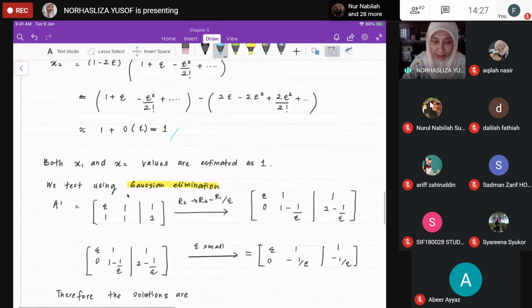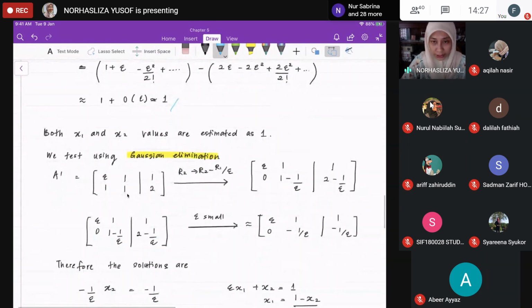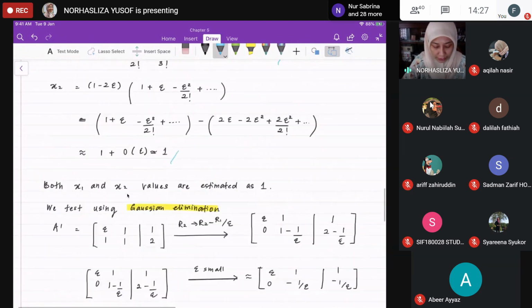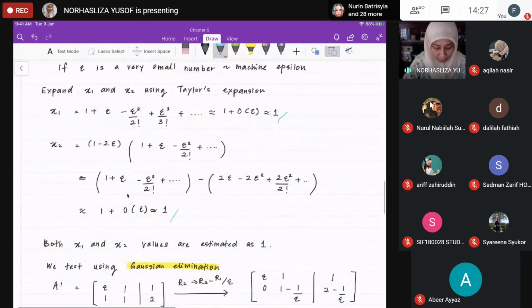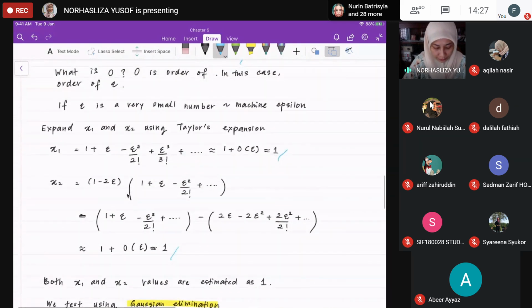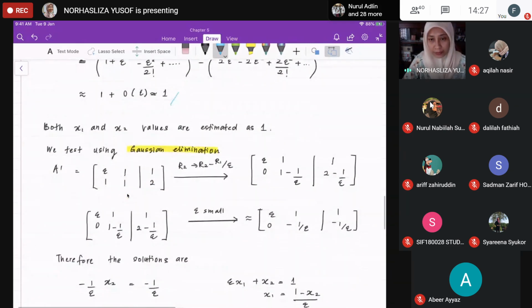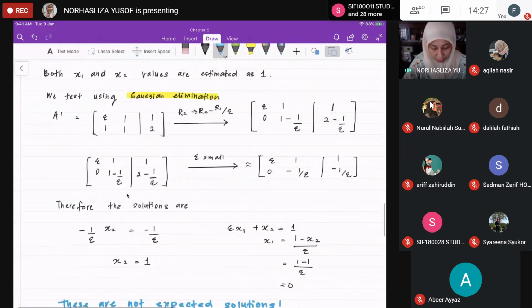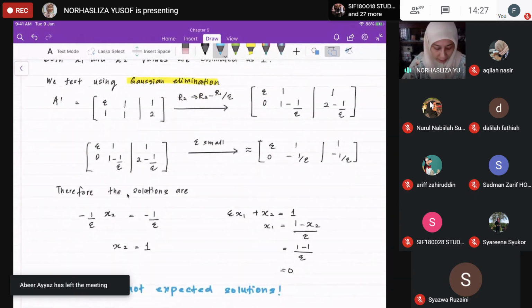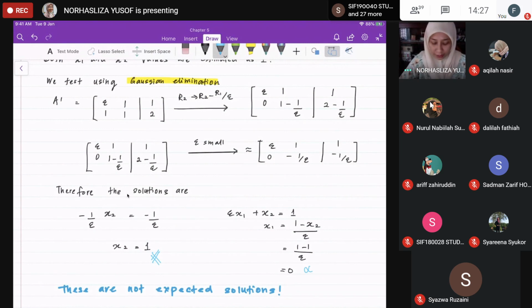This is our first test. The second test is we use Gaussian elimination. We transform our equation here into matrices. You can see that it's a linear equation. We transform the values into an augmented matrix. And then we can perform some Gaussian elimination. When we perform this and get the solution, what happened is the estimated value for x2 is okay, but for x1 it is not okay. Why? We estimated x1 should be 1.